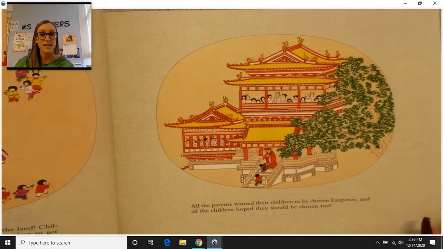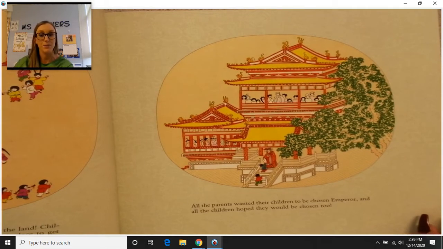Why do you think they want to be chosen as the next emperor? And why do you think their parents want them to be chosen?